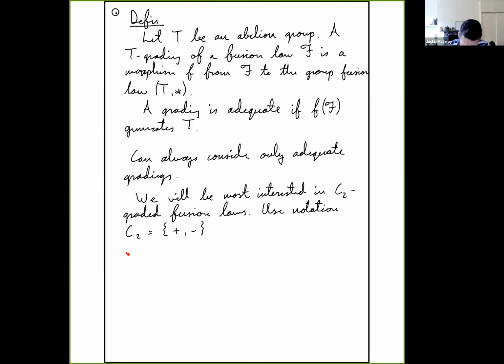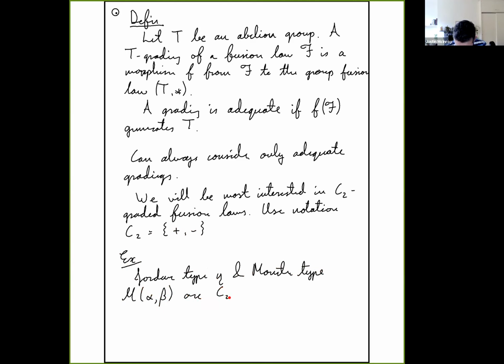And note, so examples of these, well, both the Jordan type eta and monster type M(alpha, beta) are C2 graded. So why is that? It's going to be several pages back now, I think.